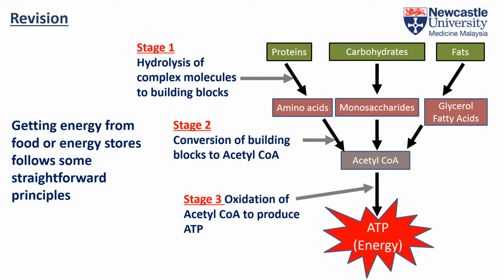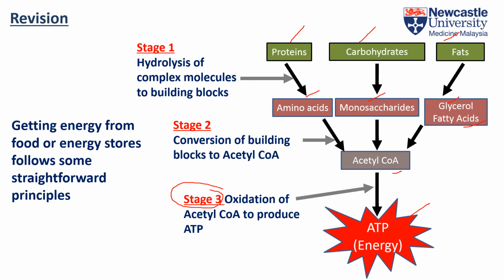We have learned that in stage 1 of metabolism, we have the breakdown of macromolecules such as proteins, carbohydrates, and fats into their respective building blocks, such as amino acids, monosaccharides, and glycerol with fatty acids. So all these building blocks will eventually be converted into the 2-carbon acetyl coenzyme A, which is the universal substrate that will go into stage 3 of metabolism, by which you will get ATP production.